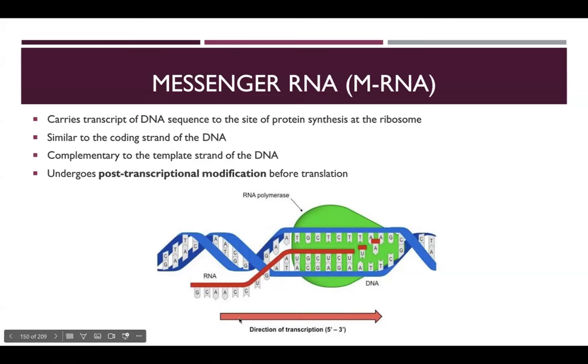So here, the direction of transcription is in the 5' to 3' direction. So it's reading the template in the 3' to 5' direction. And as you see here, it's similar to the coding strand of DNA. So AUGC, ATGC. Once again, the only difference is T and U. So it's similar to this coding strand, but it's complementary to the template strand, as you see here.